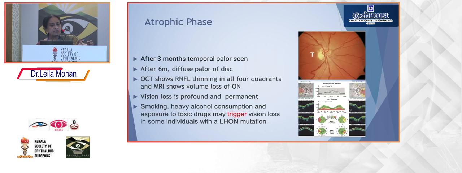After 3 months, temporal pallor may be seen. After 6 months, it may be a total pallor optic atrophy. Optic nerve MRI also shows a volume loss of the optic nerve. Vision loss is profound and permanent. And there are some triggers like smoking, heavy alcohol consumption, and exposure to toxic drugs.